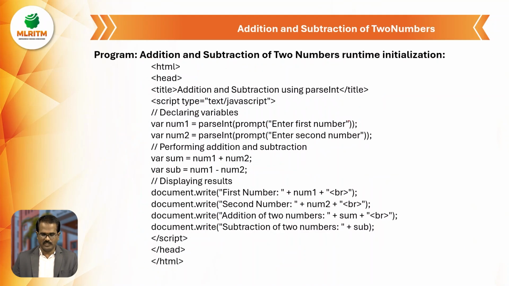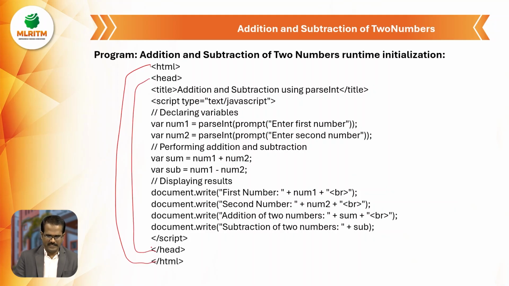Suppose you would like to give the values at runtime. At runtime, it needs to ask us to enter the first number, enter the second number. Then only the addition and subtraction will be done and the result displayed. Suppose you would like to do that, then you need to write the program like this. Here, same HTML and /HTML. In the header part only, I am writing the script. Here we are able to see this is the script.